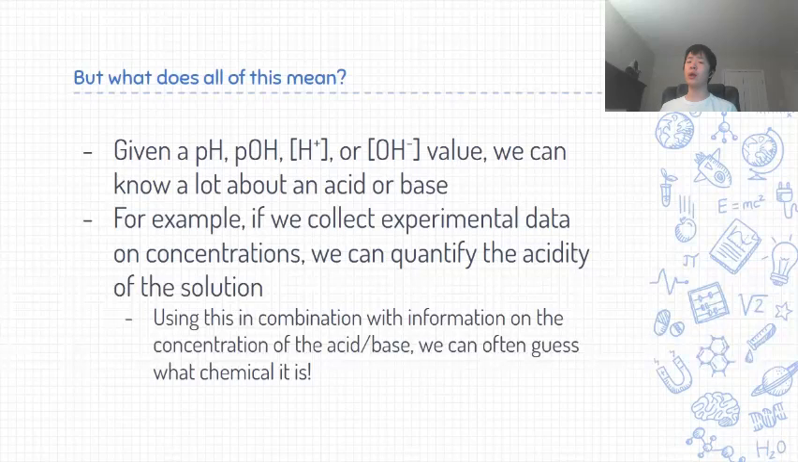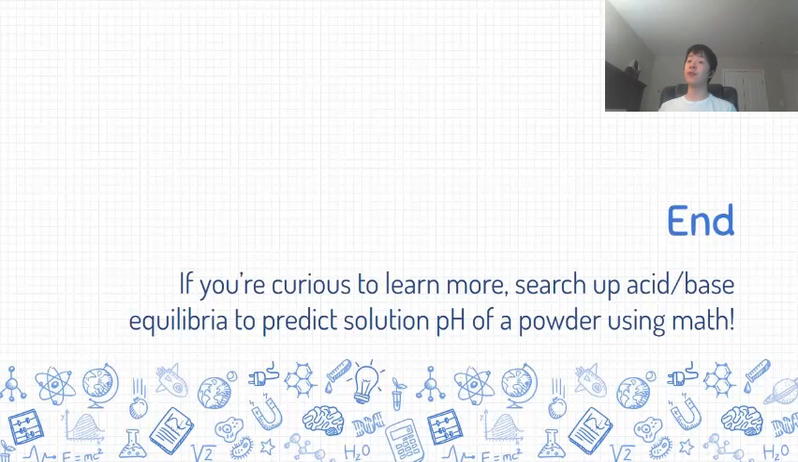And off of this, later on, you're going to learn about this thing called acid-base equilibria. What this does is that you can often guess what the actual acid or base in the water is that is causing this change. And speaking of which, if you're curious about this topic, I recommend that you search up acid-base equilibria. It's a bit of a difficult topic, but using it, you're able to predict how acidic or basic a solution will be if we add a specific substance to it, given the right numbers. And thank you for watching.